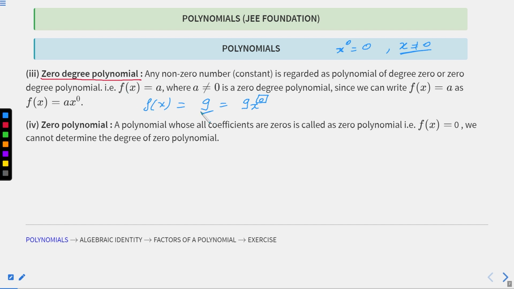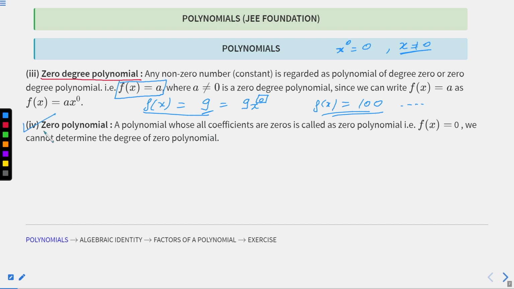So my zero degree polynomial will just look like a constant number. f(x) is equal to 9, just a constant number. f(x) is equal to 100, just a constant number. And you can create whatever zero degree polynomial you want. I hope this is clear.